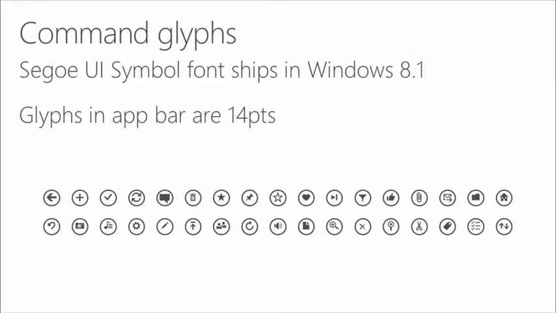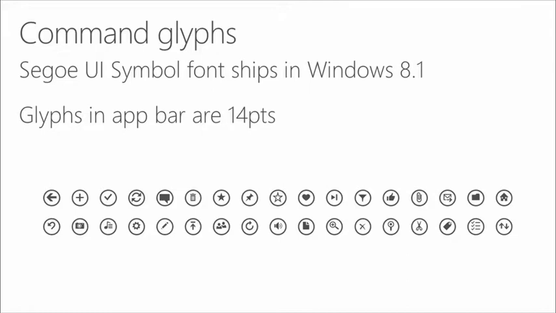So when we're thinking about app bars, there's a common set of glyphs that ships with the Segoe UI Symbol font that ships in Windows 8.1. And you can see here the back button, the add button, the check mark for confirming something, the two arrows spinning for refresh, the dialog bubble for comments. These glyphs ship with the system. You can use them within your app, and they're instantly recognizable by users, right? So they automatically know that thumbtack means pinning.